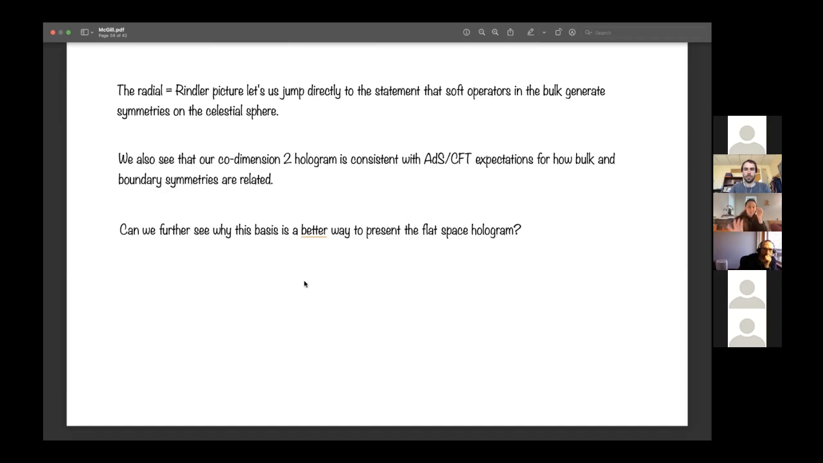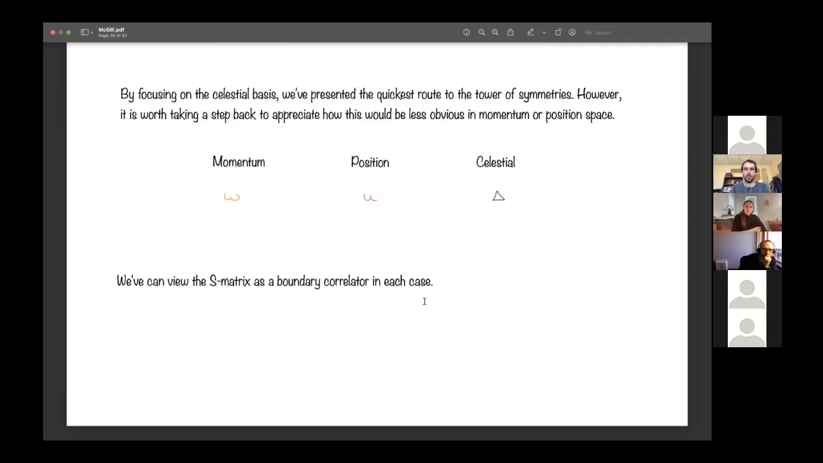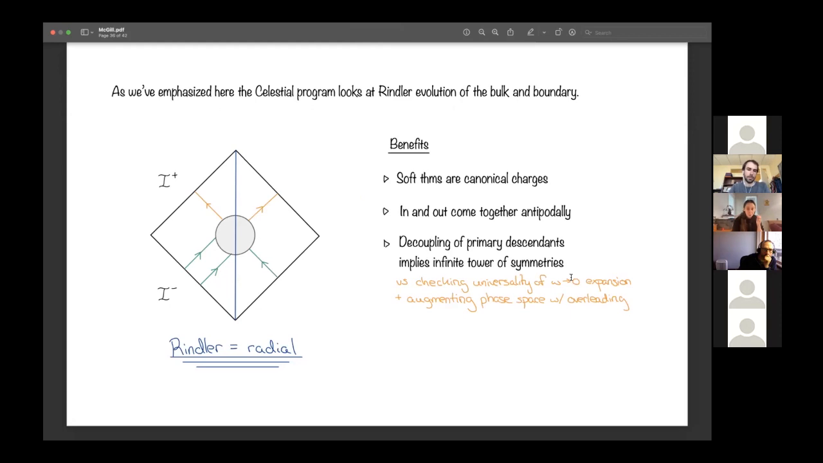Can we further see from this picture, with its emphasis on radial evolution, that the celestial space might be a better way to present the flat space hologram? And so let's do that by briefly taking a step back and looking at different ways of presenting scattering. In the momentum space picture, we Fourier transform, but we're looking at different time slices, so the Hamiltonian is diagonalized. The position space picture is maybe nicer for comparing the notion of correlators in the boundary to this flat space limit. And the celestial picture is this boost space.